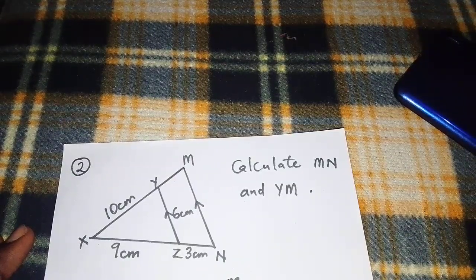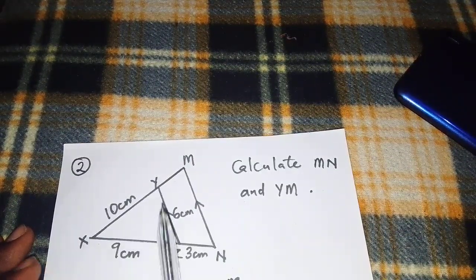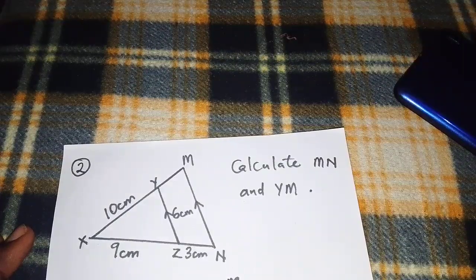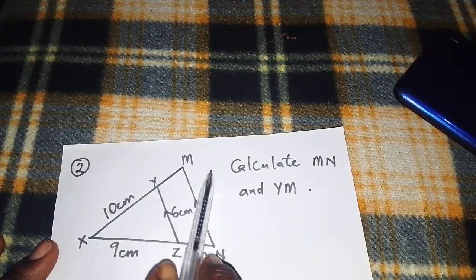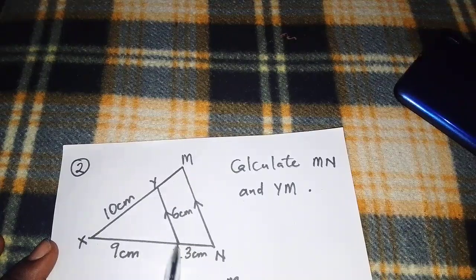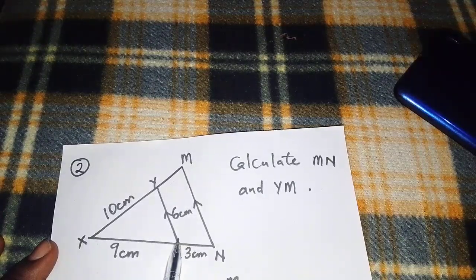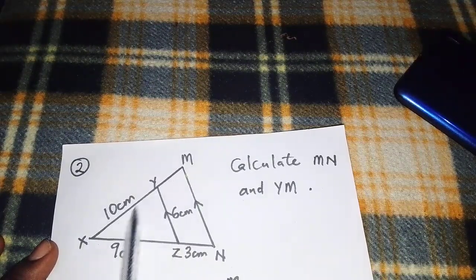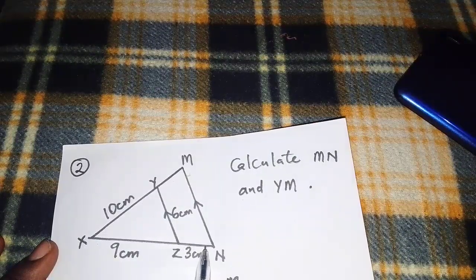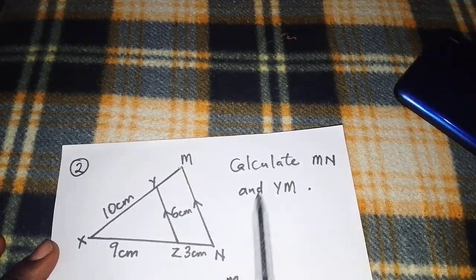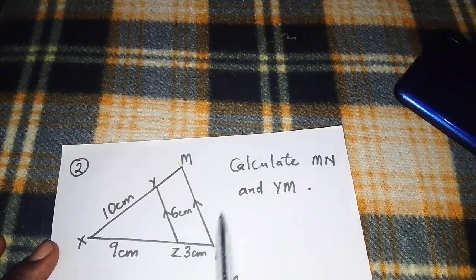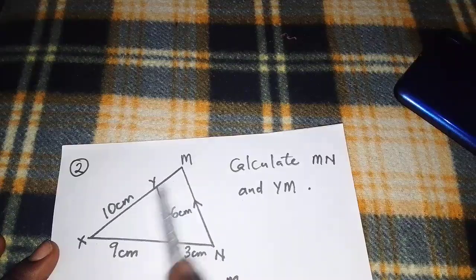Now let's look at another question. If you are having this particular triangle, you are told that this line is parallel to this. This side is 6 centimeter, this is 9, and this is 10. You are told that from here to here is 3 centimeter. From the question, you are told to calculate MN, this side, and YM, this side.